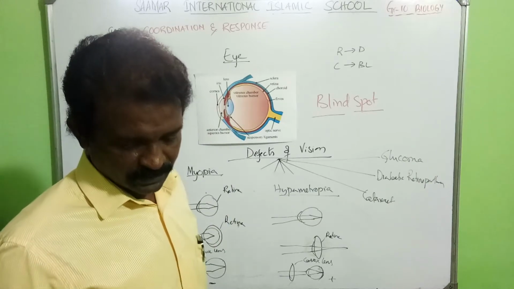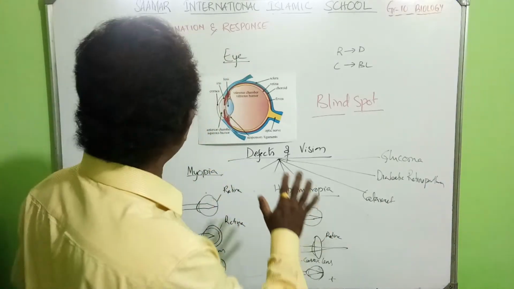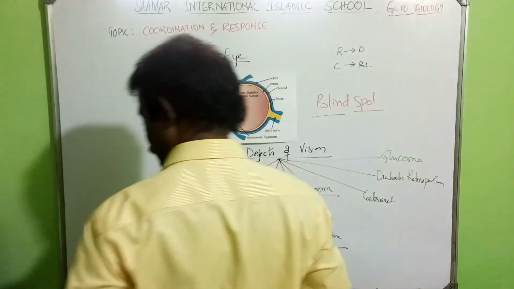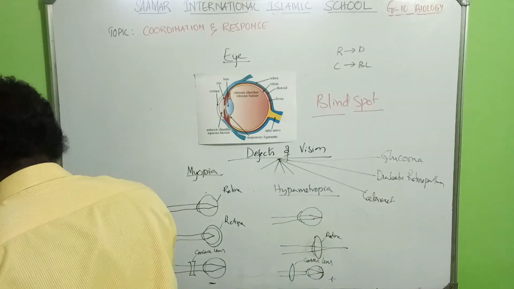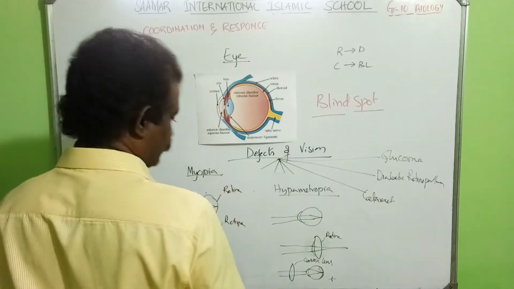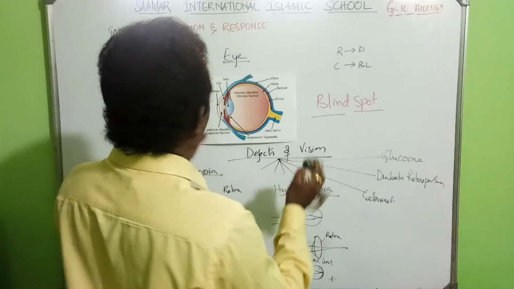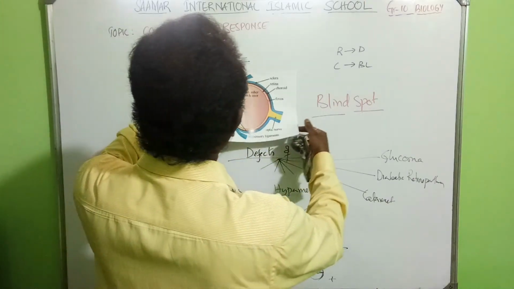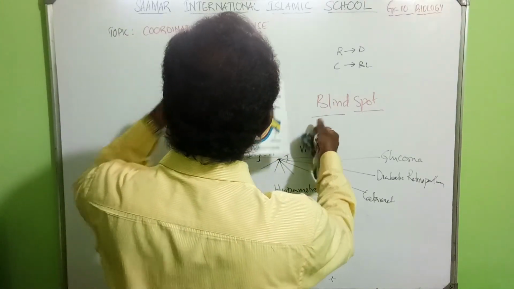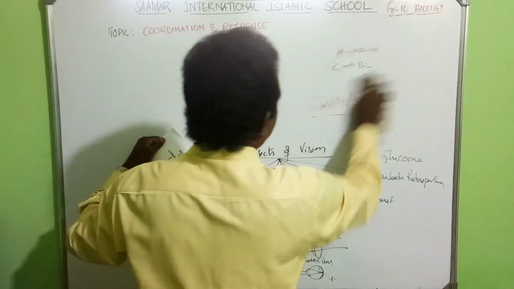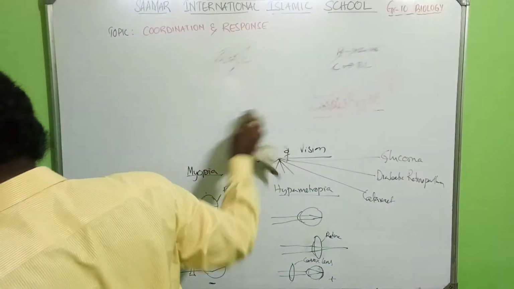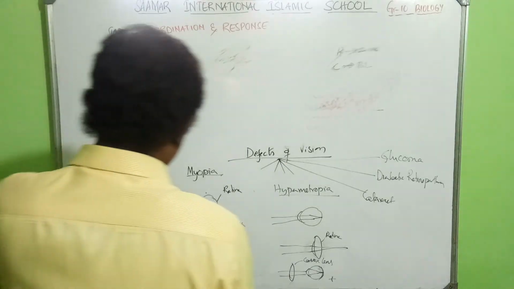Now let's go to the next part, which is hormones. It's called the endocrine system. We go to the endocrine system. Is it clear? I'll show you one by one now.